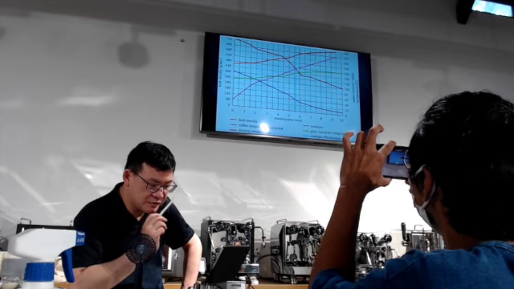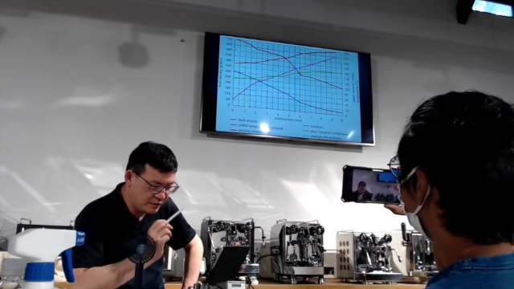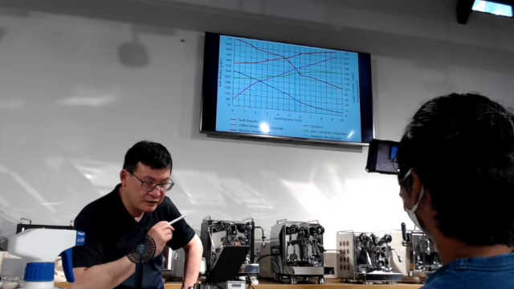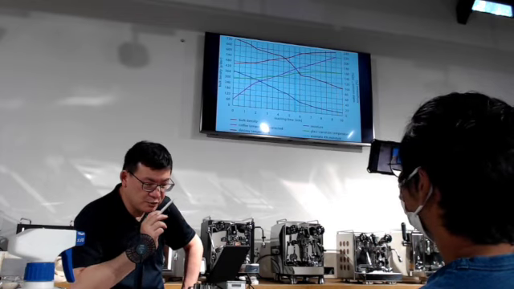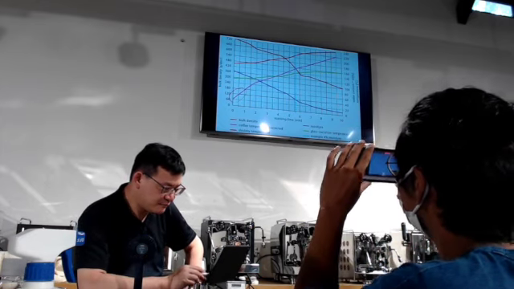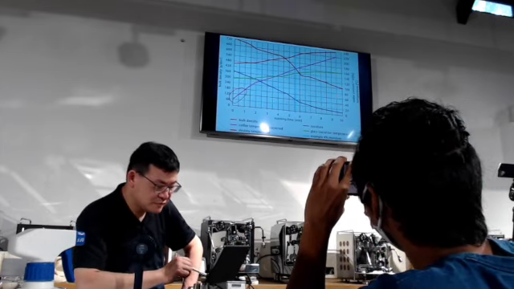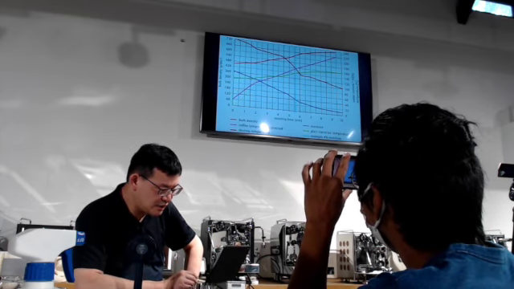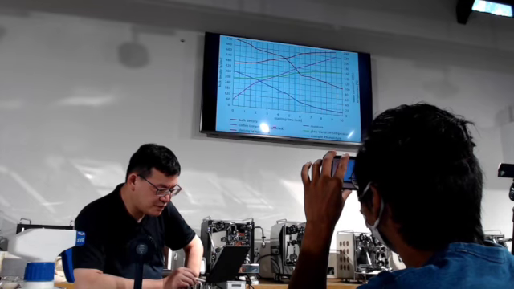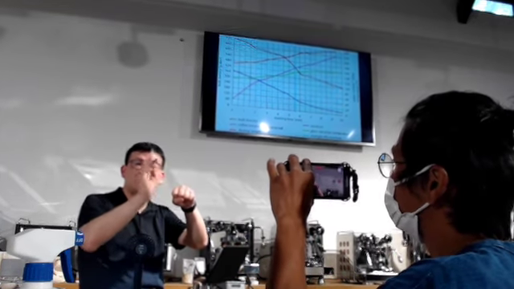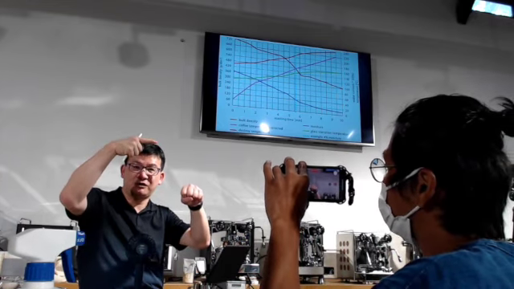Okay, this one. There is 5 lines on the graph. Let me explain to you one by one. The first one is the pink one. All right, the pink one is the coffee temperature corrected.